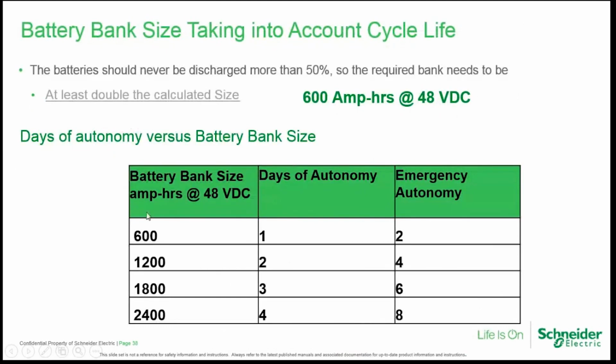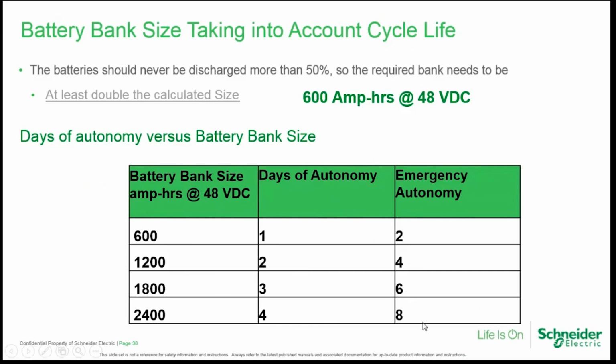We would say that if we had a 600 amp hour battery bank, that would give us 1 day of autonomy. That means you could do that regularly, a 50% discharge. We would say you'd have a 2-day emergency autonomy, the zombie apocalypse kind of thing. You're not worried about the life of your battery bank. And as you increase your battery bank size, that gives you more days of autonomy, your normal days or your emergency autonomy.